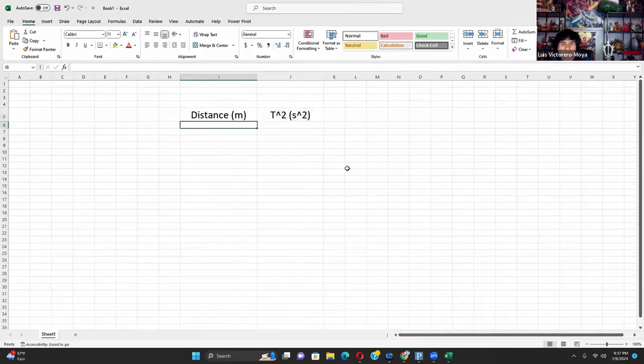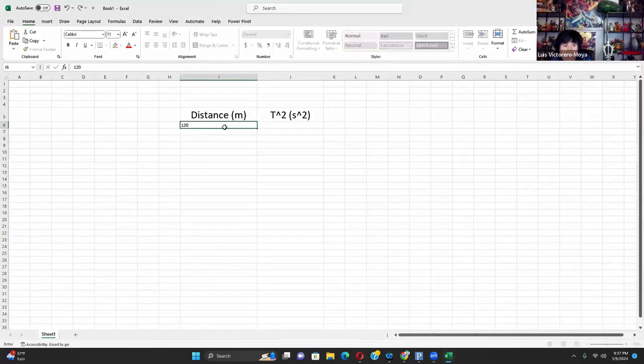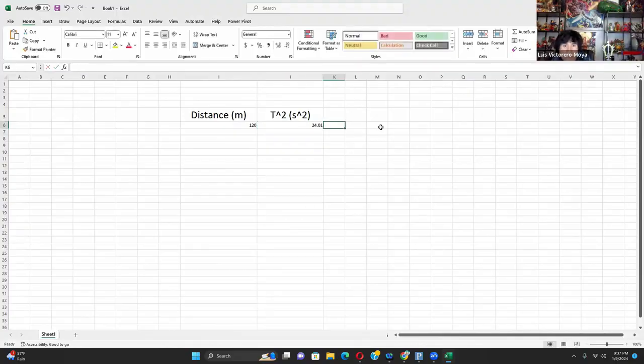Okay, so let's just start with 130, so we drop it. Oh, what happened there? 130 or 120. We drop it, and then we measure the time, 4.9. You don't have to do this. Oh, this 4.9 is gone. You have to do three trials, and then do the time, the average time. I'm just doing it so I can show you this quickly.